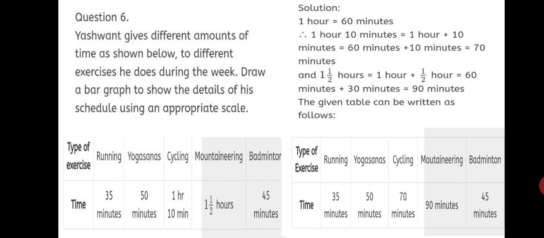And on the graph paper, you will draw the graph. So you can write the table on the lined side of the graph book and you can draw the graph on the graph paper. So let's see how this graph can be drawn.